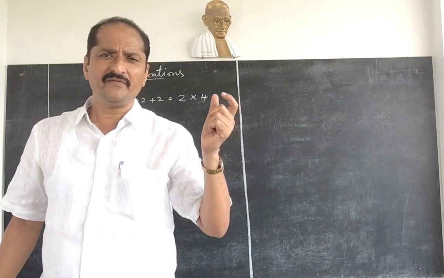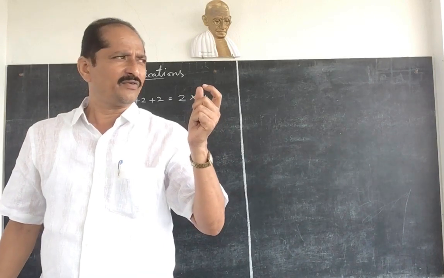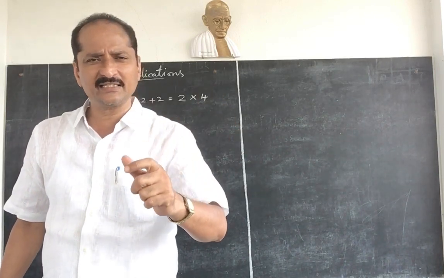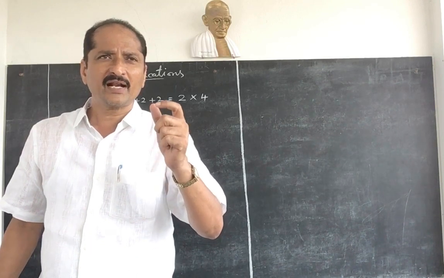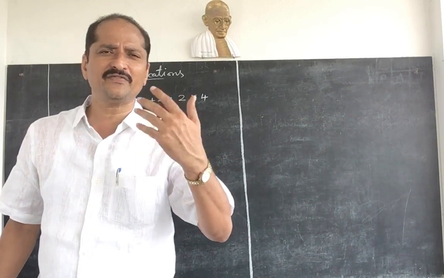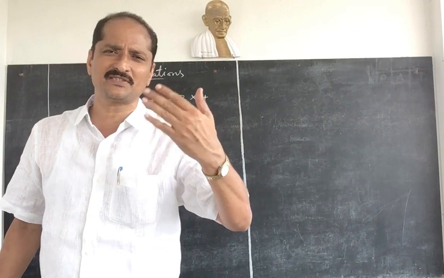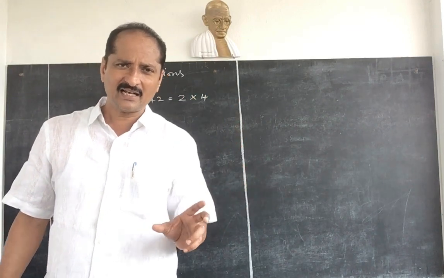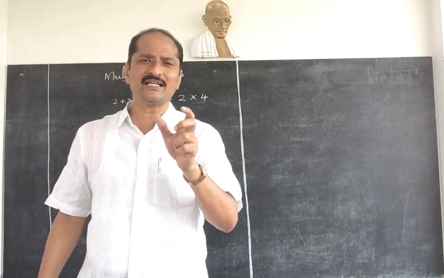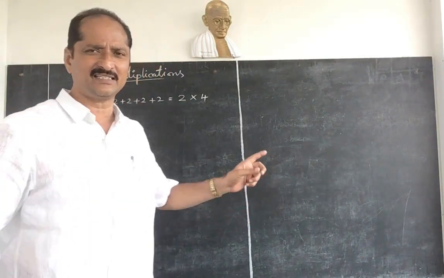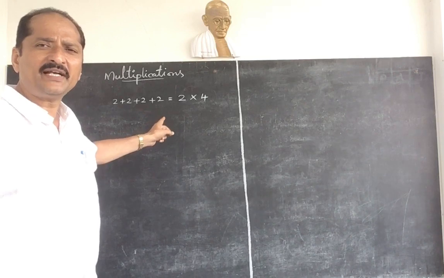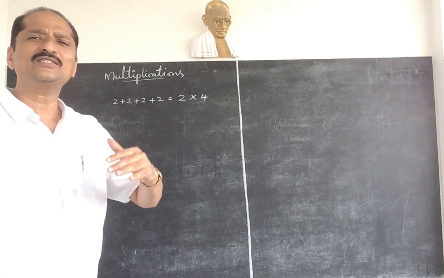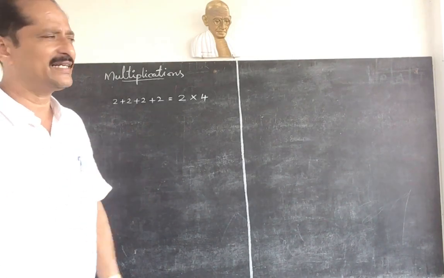For addition and subtraction, there is a relation. What is that relation? Subtraction is the inverse process of addition and addition is the inverse process of subtraction. And for addition and multiplication also we have a relation: if we add the same number a repeated number of times, that is to be multiplied.